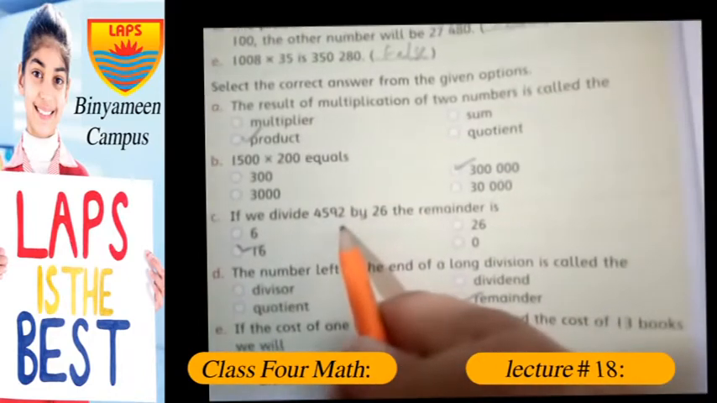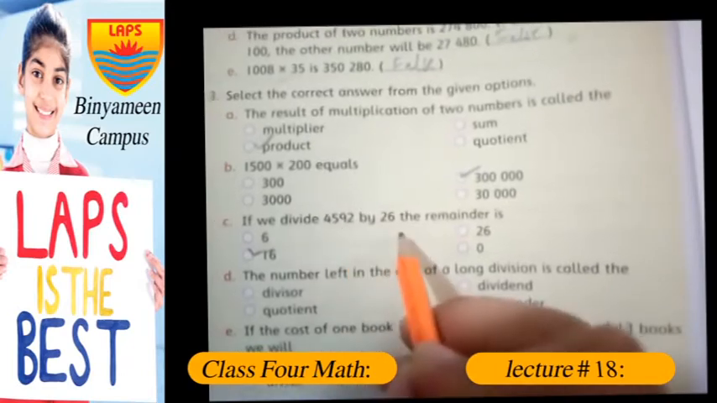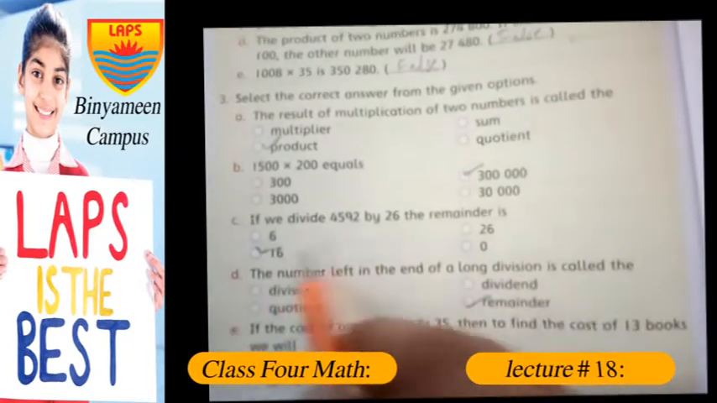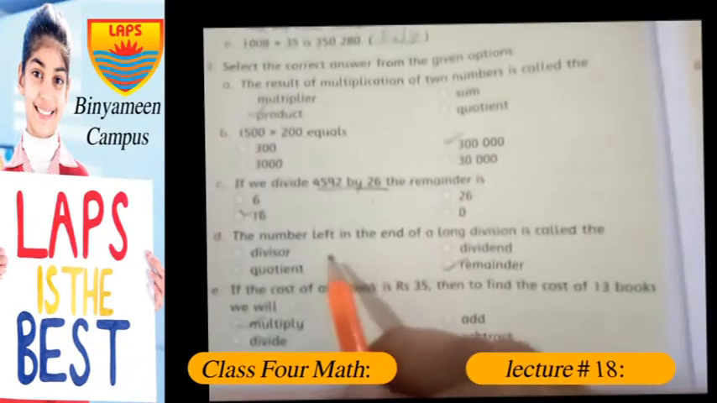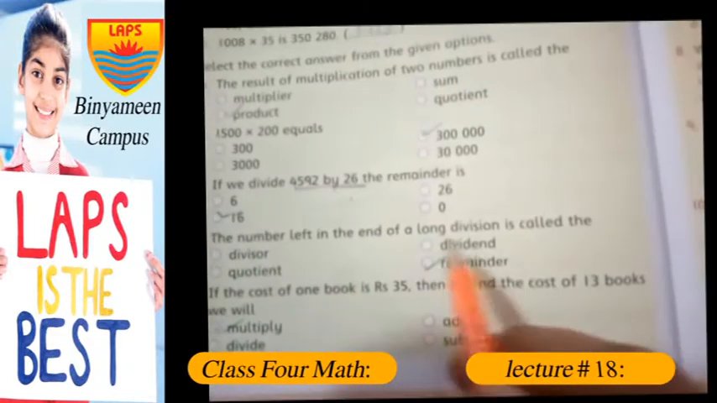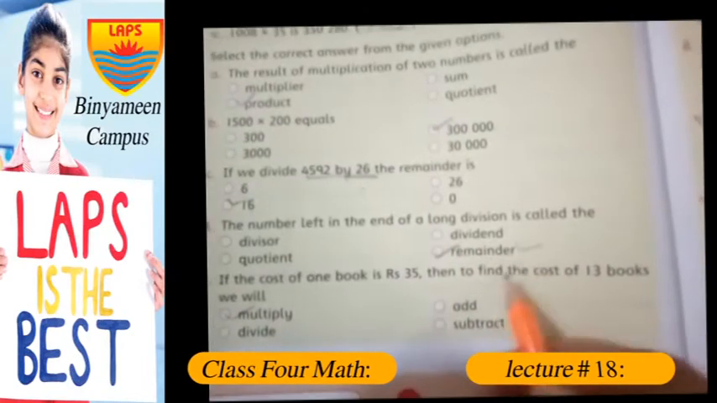If we divide 4592 by 26, the remainder is 16. Now you have to solve this problem on your rough copies to find the correct answer here. The number left in the end of the long division is called a remainder, which is left out, which cannot be divided further.